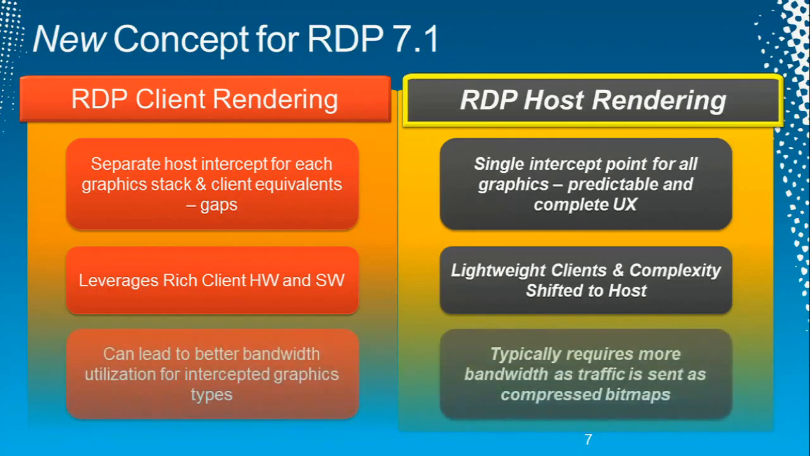The last point is that the advantage of client rendering is that it does lead to better bandwidth utilization, because you're now sending the content in more of a native format, and so it's going to reduce the bandwidth consumption that way. When you're using host rendering, you do get a predictable UX. You can extend to lower complexity client devices, but it does typically require more bandwidth because you're sending everything as bitmaps. Compressed bitmaps, but it's still more than native content. Any questions on this?